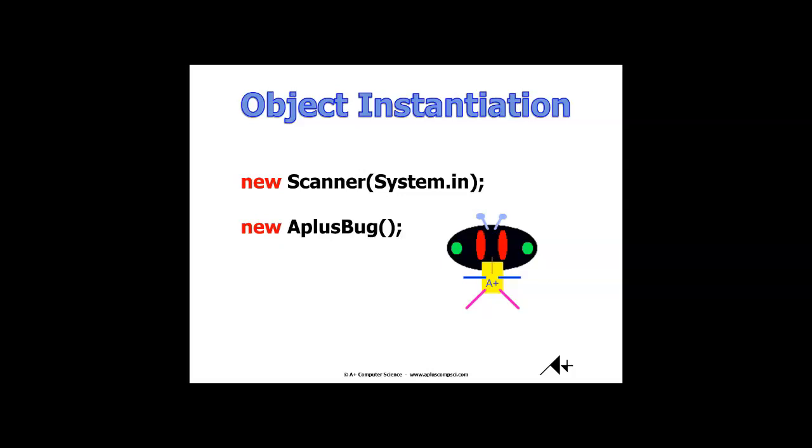So in this example, I'm instantiating 2 objects. I'm instantiating a scanner and I'm instantiating an A+ bug. Notice on both instantiations the reserved word new must be present. That's what tells Java that I want to make a new object. Notice that scanner has a parameter. It has an actual parameter, System.in. Notice that A+ bug does not have any parameters.